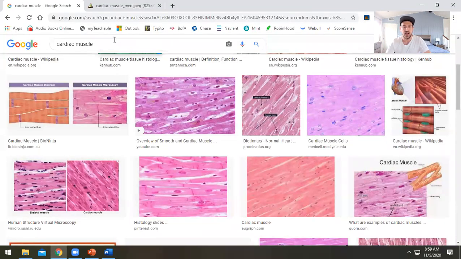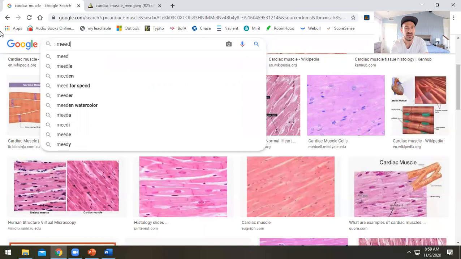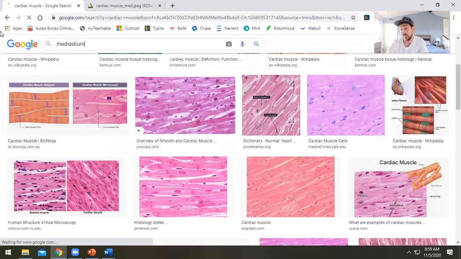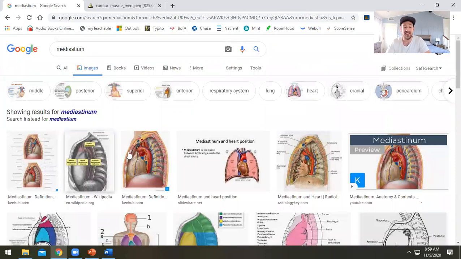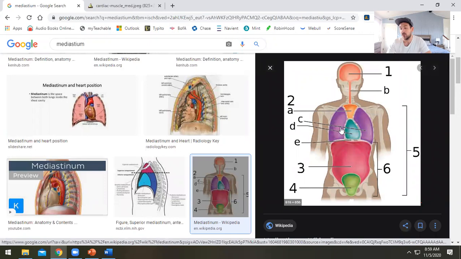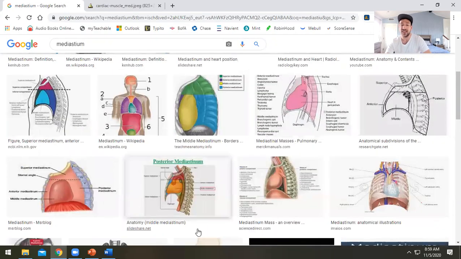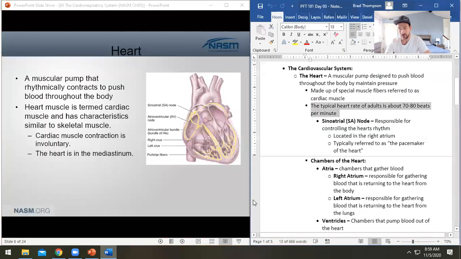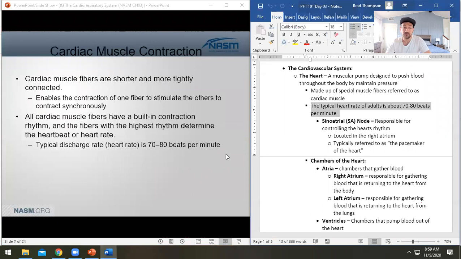Your heart is located in this area in the center of your chest that we call your sternum, or mediastinum, if you want to say it that way. Basically that's just this area right in the center of your chest where your heart is located, and then you've got your lungs flanking it on both sides. So that's your mediastinum, whatever you want to say.